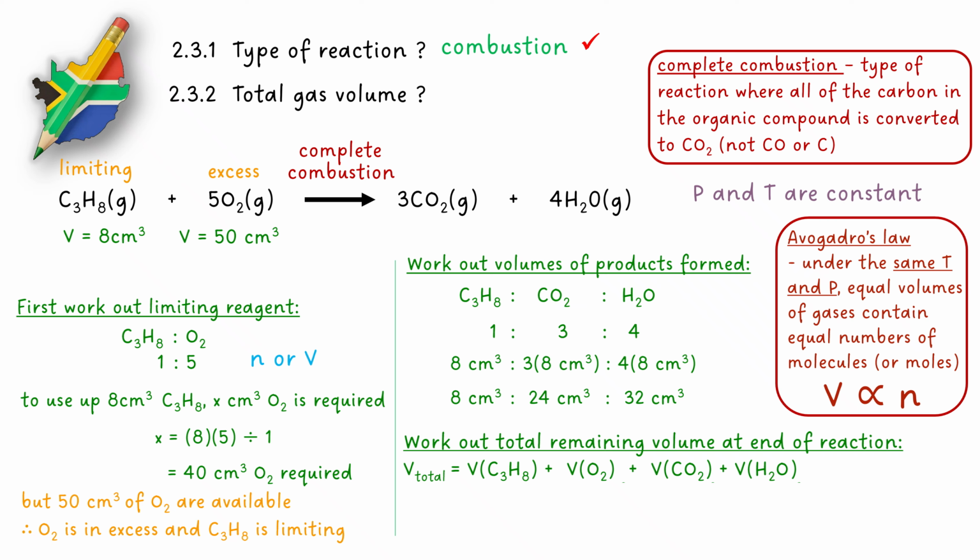Finally, the total volume of gas left at the end of the reaction is the sum of the volumes of each gas present, which is 0 for propane as it is all used up. 10 cm³ of oxygen gas was left unreacted, and 24 and 32 cm³ of the products form respectively. So the total volume of gases left at the end of the reaction is 66 cm³.